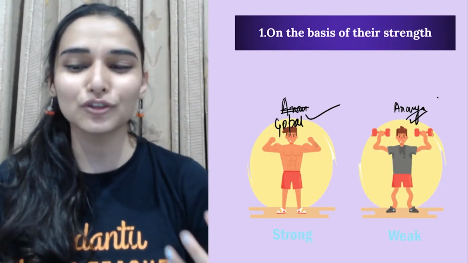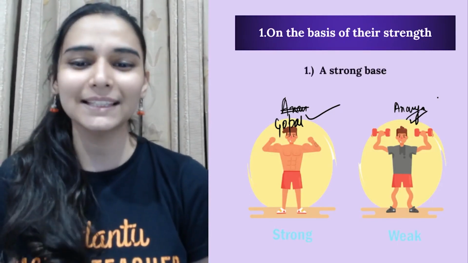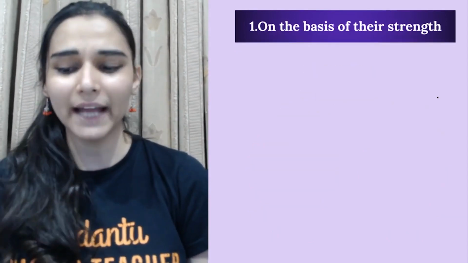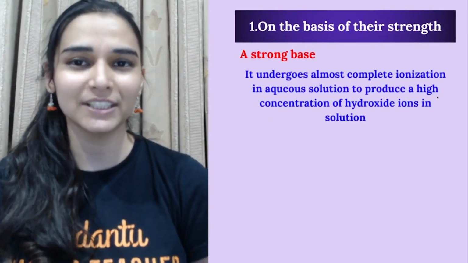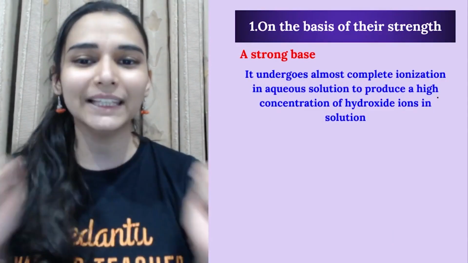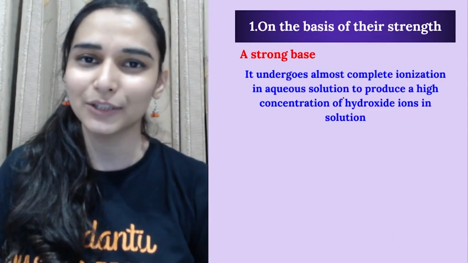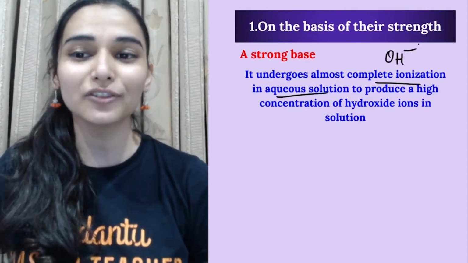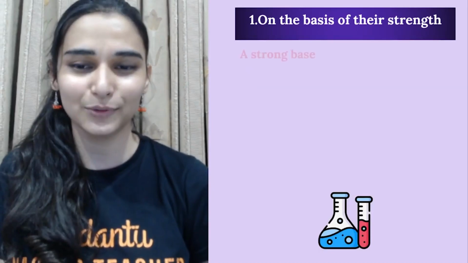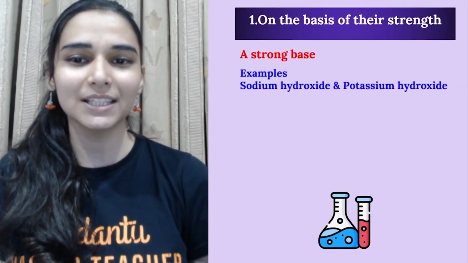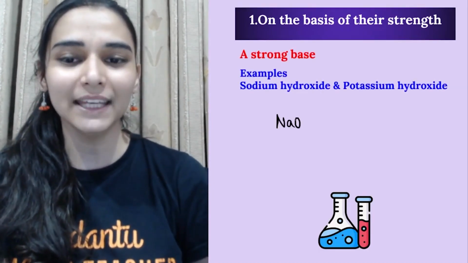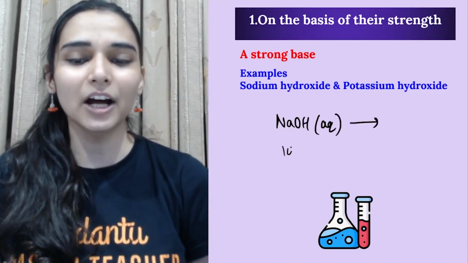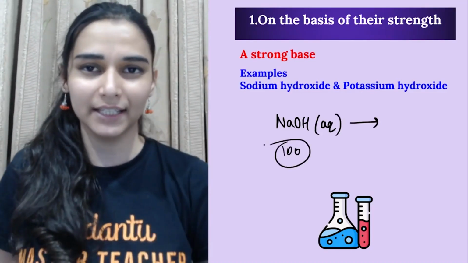So we have the strong bases and the weak bases. Let's see a strong base first of all. Just like strong acids, strong bases are those substances which undergo complete ionization in the aqueous solution. Complete ionization, so OH ion concentration would be very high in the solution. For example, take an aqueous solution of sodium hydroxide, and let's say there are 100 molecules of sodium hydroxide.